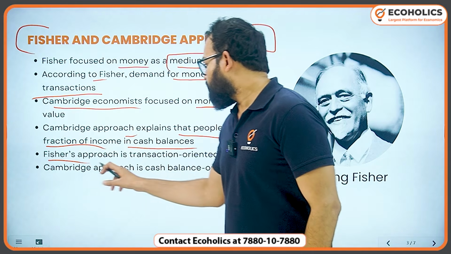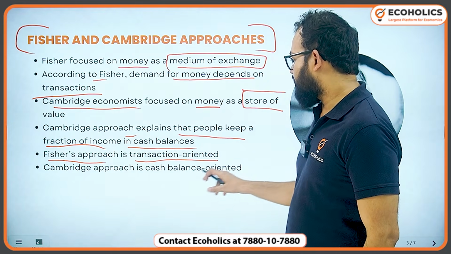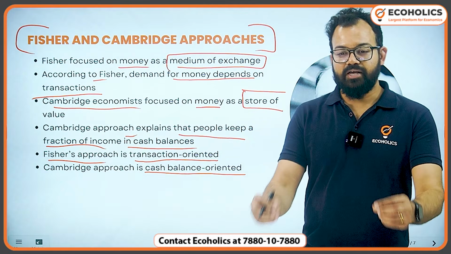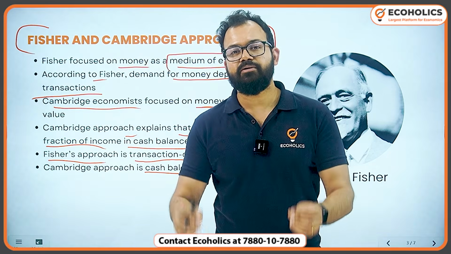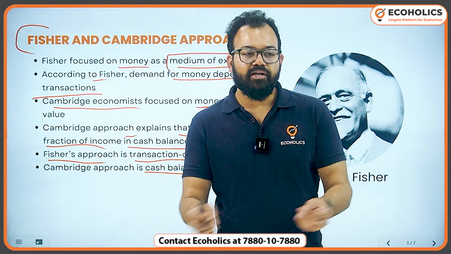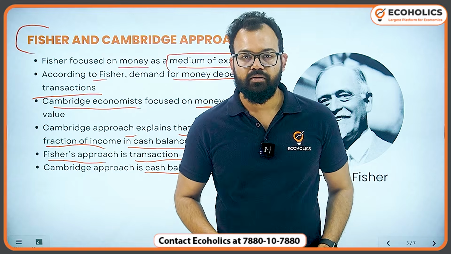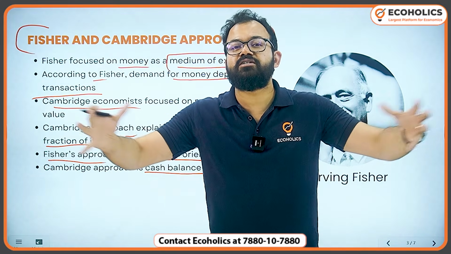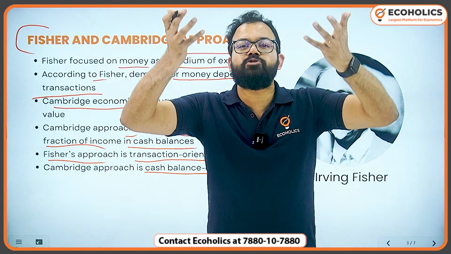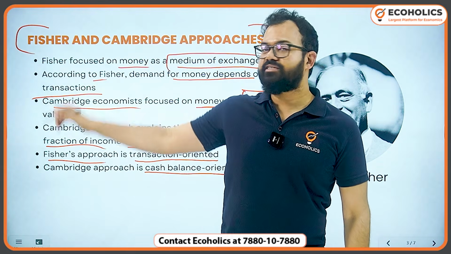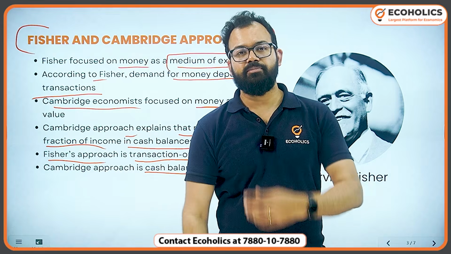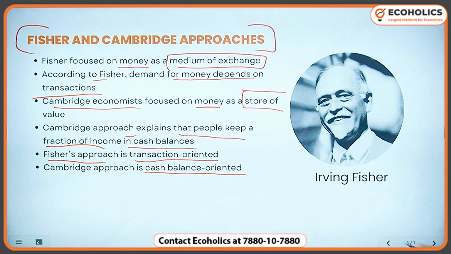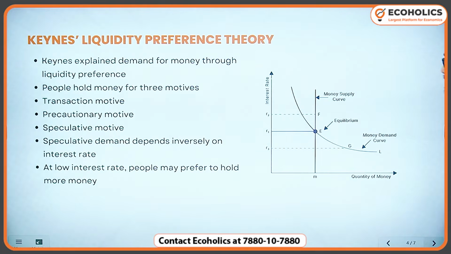Now, Fisher's approach is transaction oriented, but the Cambridge approach is cash balance oriented. So, for example, in your family, you have 2-3 siblings, and your parents will give 1,000 rupees to everyone as pocket money. So if more children are there, it means more population is there, and cash balance holding also goes up. On the other hand, Fisher said that it is only for transaction purpose. It means if I'm not doing any transaction, I'll not have cash balance. Here you can see the photo of Irving Fisher.